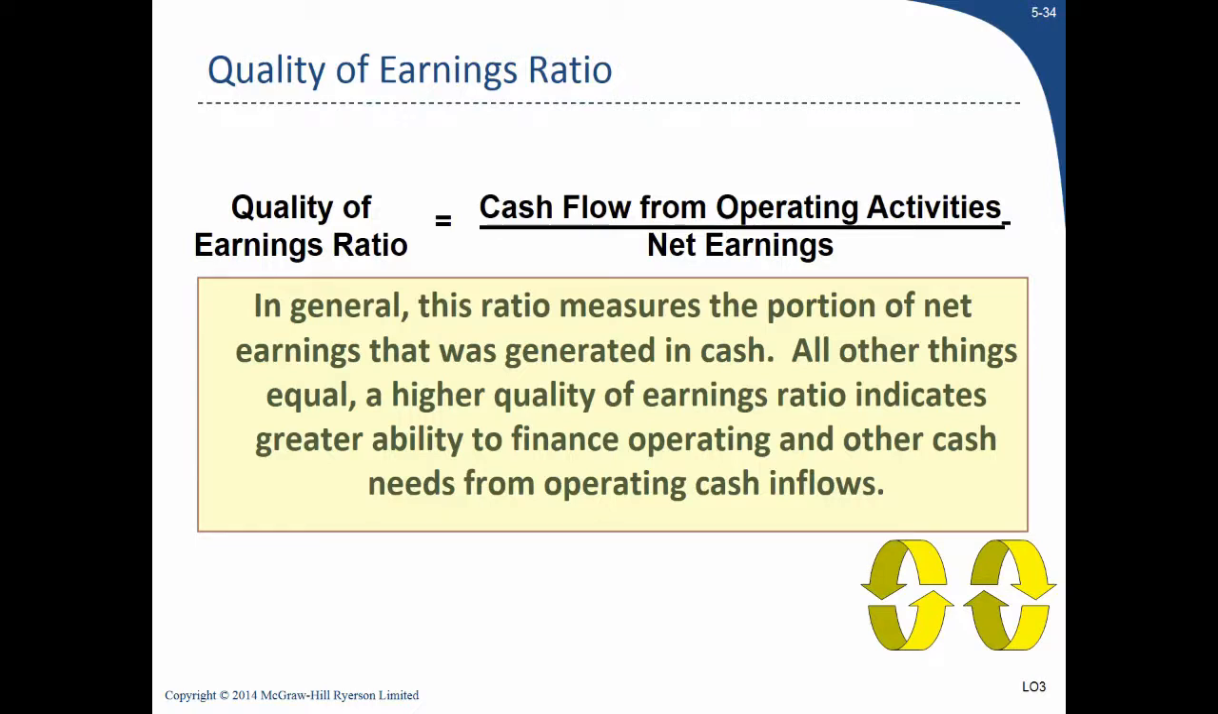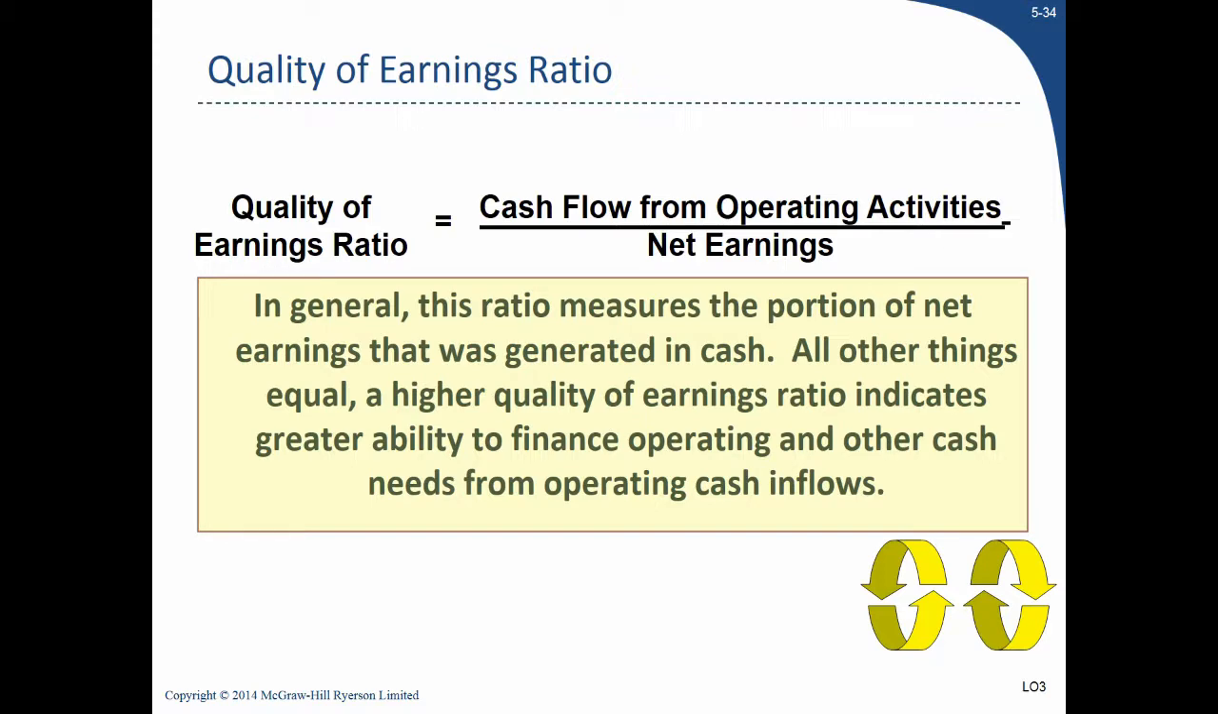We talked about starting from net earnings, and then we get down to cash flow from operations by making all these adjustments for non-cash items. People care a lot about the ratio of those two, and it's called the quality of earnings ratio. It's calculated as the cash flow from operating activities divided by net earnings.